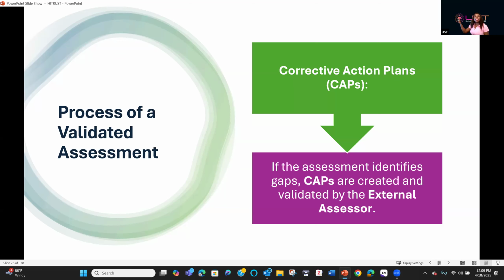Because again, just like what we cover in RMF, when those assessors go in, they have to come with their final report that they give you, the actual report and their findings. So the same principle applies here.